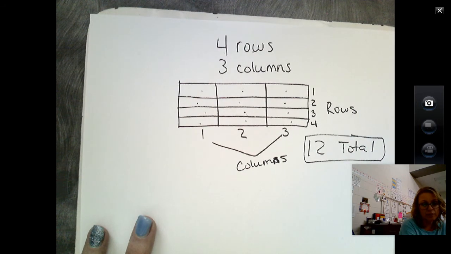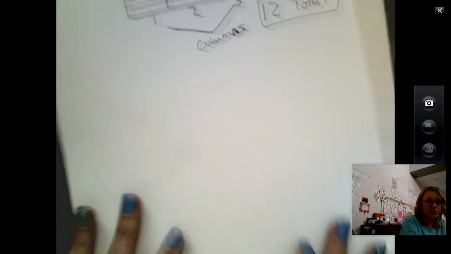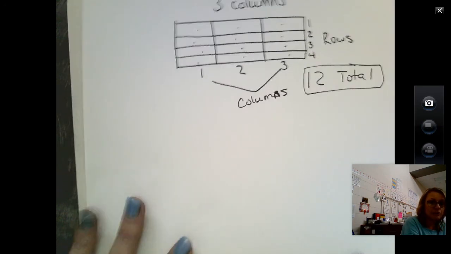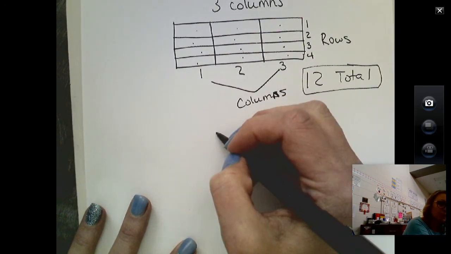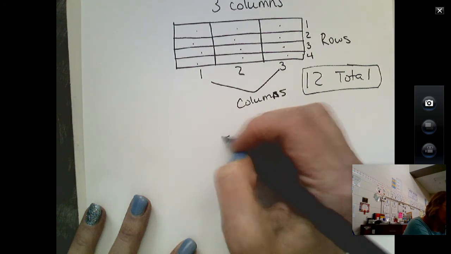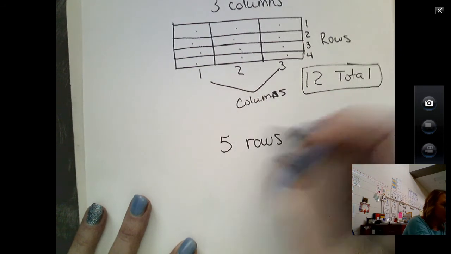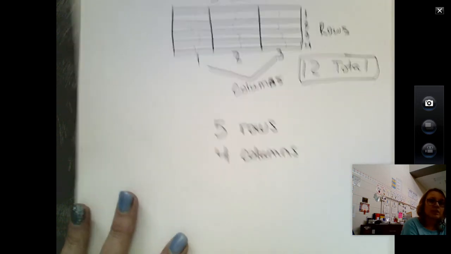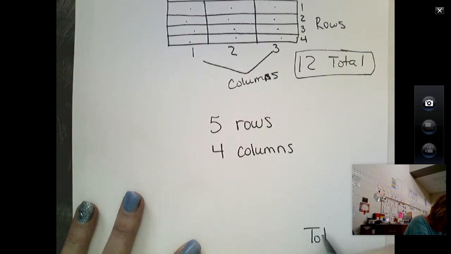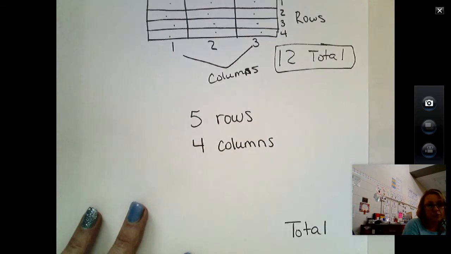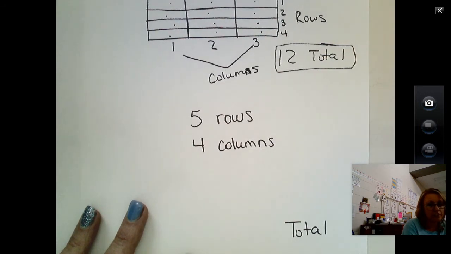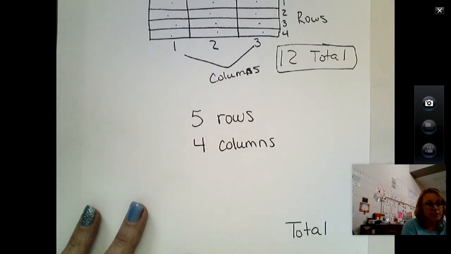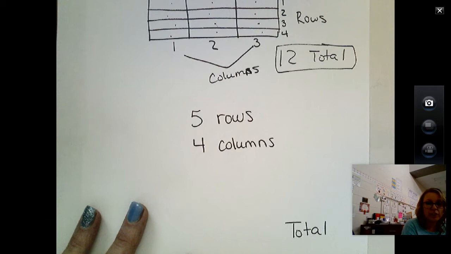Okay, now make sure you have pen and paper, and I'm going to give you one to work on. I want you to draw a rectangle, and I want you to partition it into 5 rows and 4 columns. And then I want you to find the total number of units you partitioned that rectangle into. So pause the video, draw your rectangle, partition it into rows and columns, and find your total. When you get finished, unpause the video and let's check it.